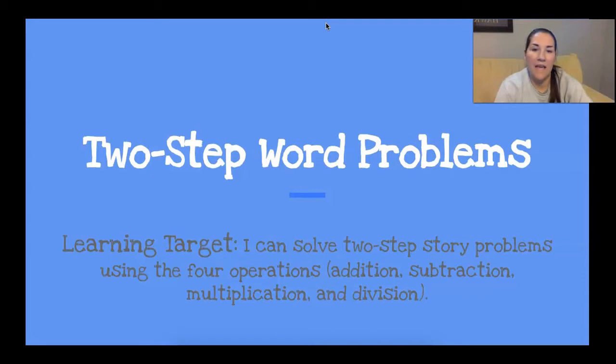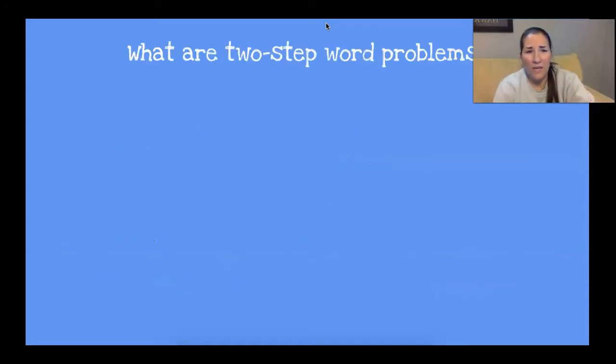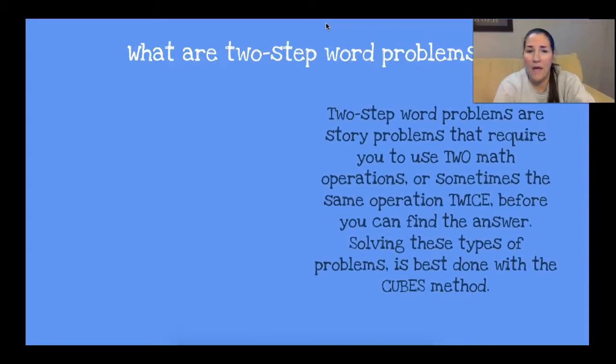So let's start with our learning target for today. Our learning target is I can solve two-step story problems using the four operations. So that means that we are going to be using addition, subtraction, multiplication, and division. So what exactly are two-step word problems or story problems? Two-step word problems are story problems that require you to use two different operations or sometimes the same operation twice before you can find the answer.